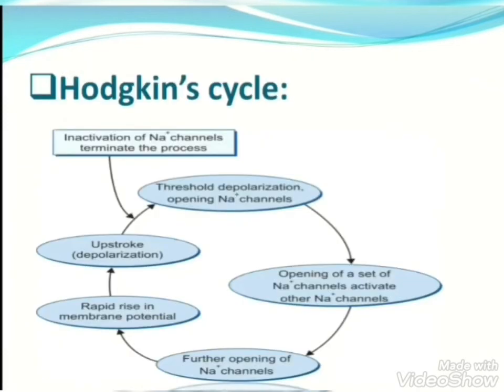Next, the Hodgkin cycle. It is a cycle in which threshold depolarization opens Na+ channels. This causes the opening of other Na+ channels, leading to a rise in the membrane potential, and the upstroke means depolarization.